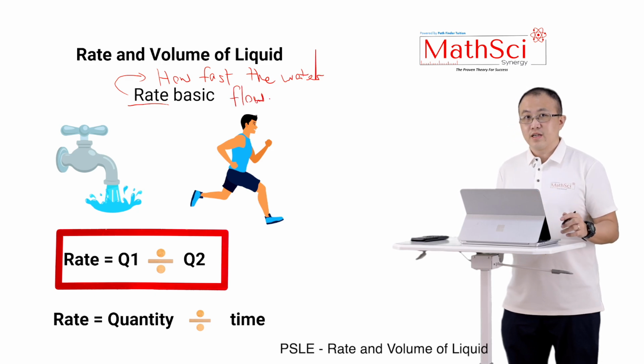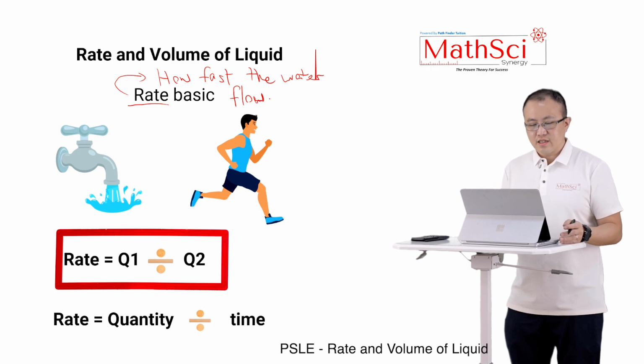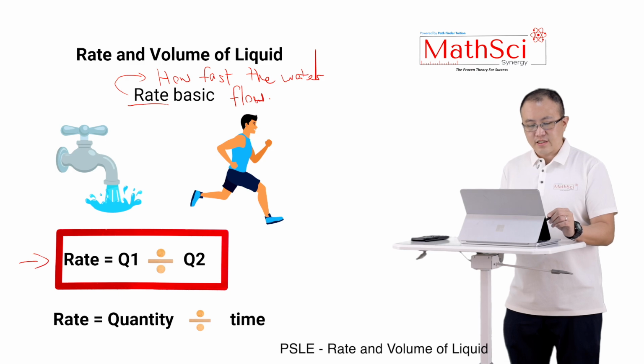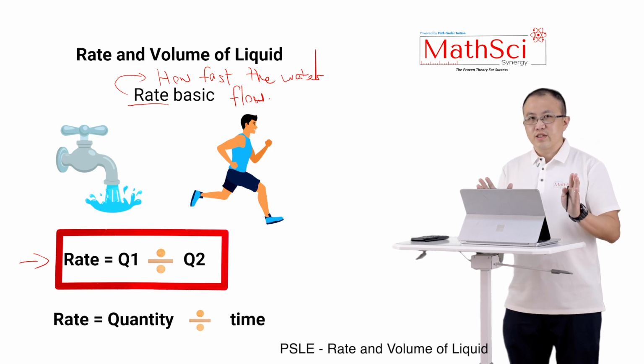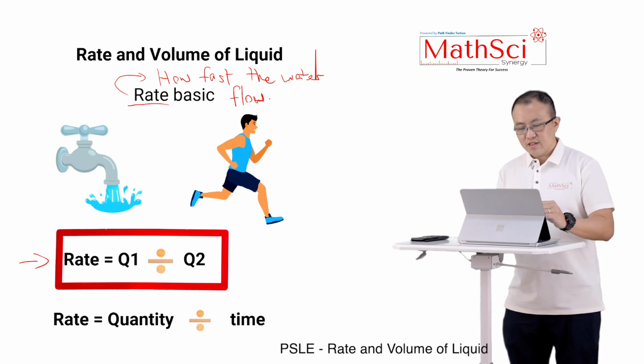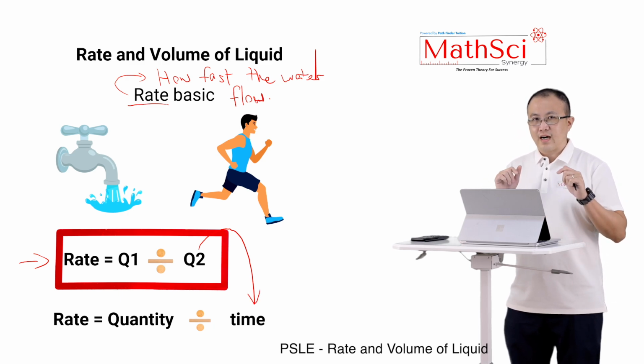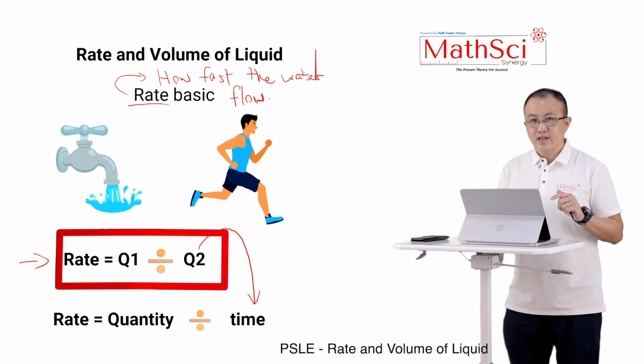But if we talk about rate in a more general sense, it will be as per the red color box that you see at the bottom, which is actually quantity 1 divided by quantity 2. Although most of the time when we talk about rate, quantity 2 refers to time. So in today's lesson, we are just going to focus on the rate that has to do with time.